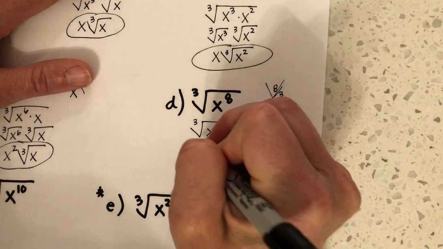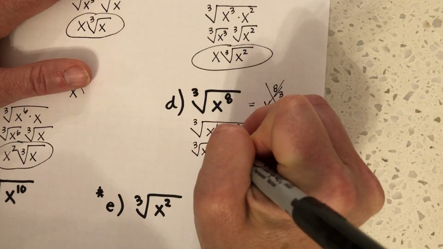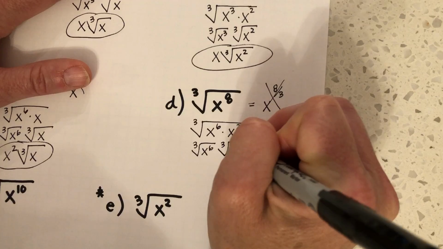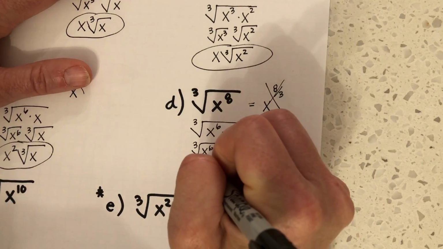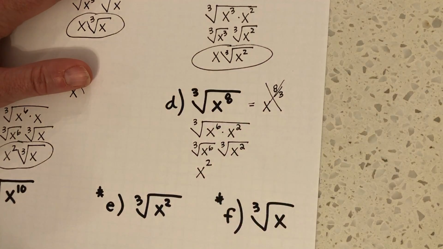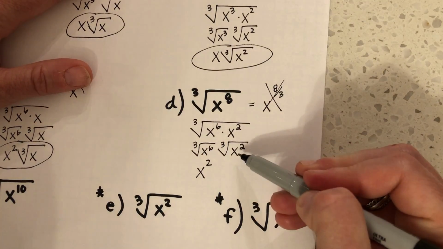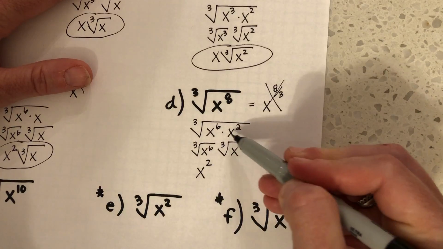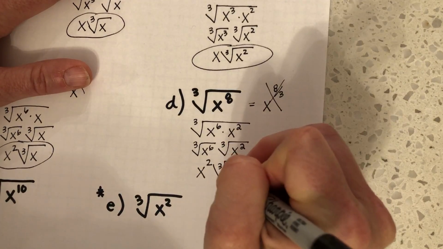Okay, now I can split them into their own radicals: the third root of x to the 6th times the third root of x squared. Well, 6 divided by 3 is 2, so I can get rid of that radical, and it's x squared. 2 does not divide by 3, and nothing smaller than 2 divides by 3. So that's the leftover part that is stuck underneath the radical.